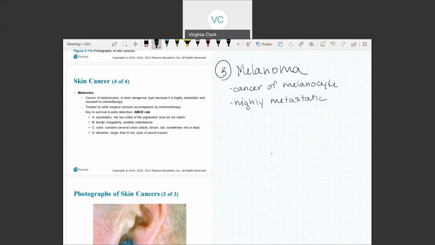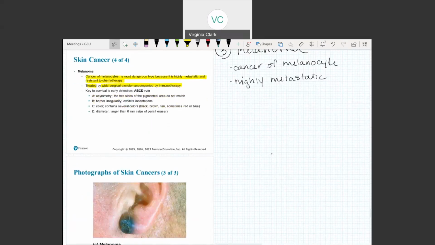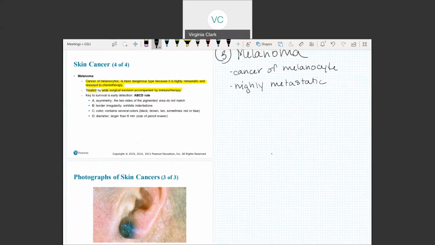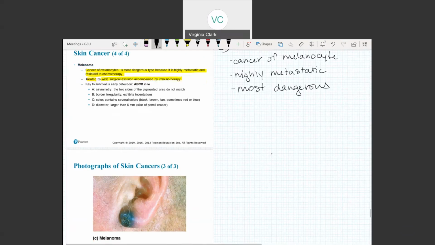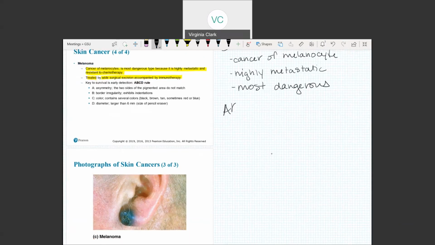And this is usually going to be treated by excision. They will cut it out, but it's also usually accompanied with some sort of immunotherapy or radiation, by pill or that kind of thing. So with melanoma, because it is the most dangerous of the skin cancers, there's a good rule of thumb to be able to identify things that are considered melanoma. And this is called the ABCD rule. The ABCD rule is the key to early survival.